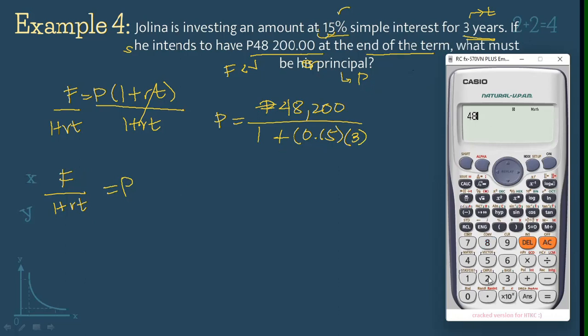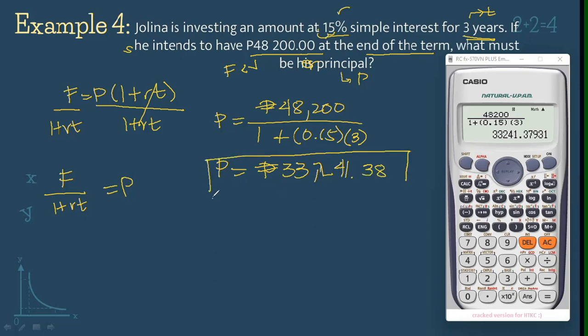Ngayon po, let's go back to our calculator. That is 48,200 divided by 1 plus the quantity 0.15 times 3, which will give us 33,241.38. Yan po yung kailangan muna ni Julina para magkaroon siya ng 48,200 at the end of the 3 years.